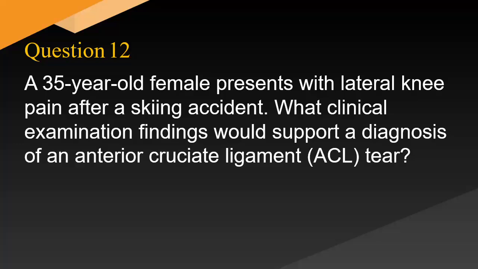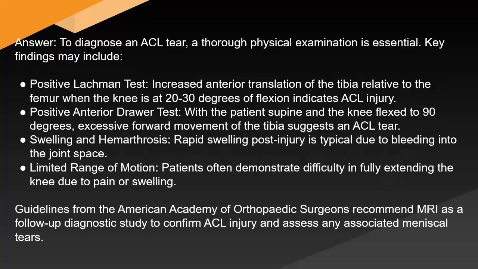What clinical examination findings would support a diagnosis of an anterior cruciate ligament (ACL) tear? Answer: To diagnose an ACL tear, a thorough physical examination is essential. Key findings may include a positive Lachman test, increased anterior translation of the tibia relative to the femur when the knee is at 20–30 degrees of flexion, which indicates ACL injury; a positive anterior drawer test with the patient supine and the knee flexed to 90 degrees, where excessive forward movement of the tibia suggests an ACL tear; swelling and hemarthrosis.